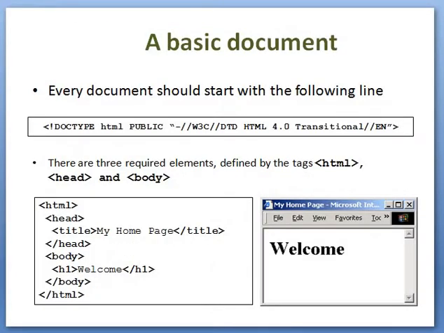Now we can see a basic HTML document. Every HTML document starts with this line, doctype. You can see the content in the doctype tag: DOCTYPE HTML PUBLIC, W3C, DTD HTML 4.0 Transitional, EN. This is the version of HTML that we are using. There are three required elements, like the html tag, head tag and body tag.